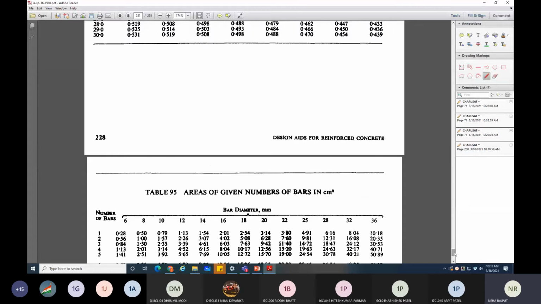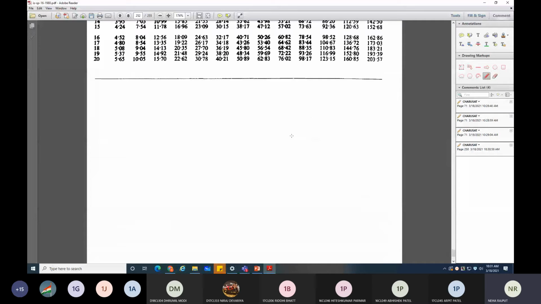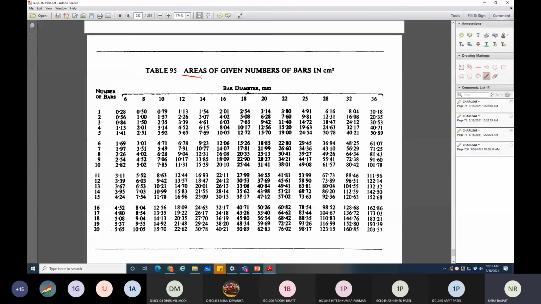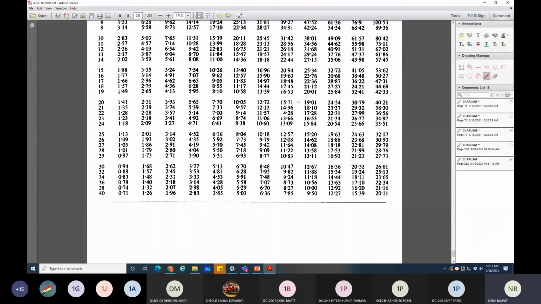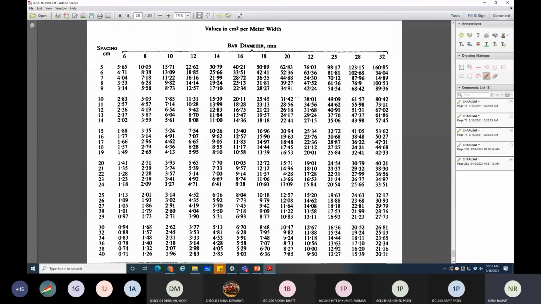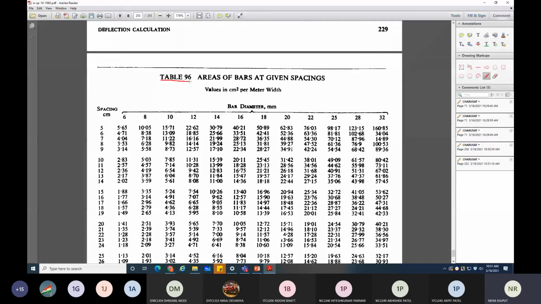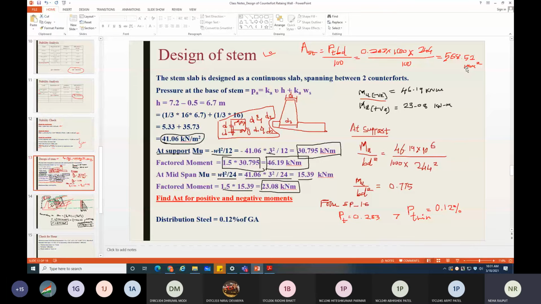Yes, this is page number 229. Here it is mentioned area. Now these are given numbers, we require spacing. So page number 230, table number 96, area of bar. All areas are given in centimeter square. So here you need to convert into centimeter square.